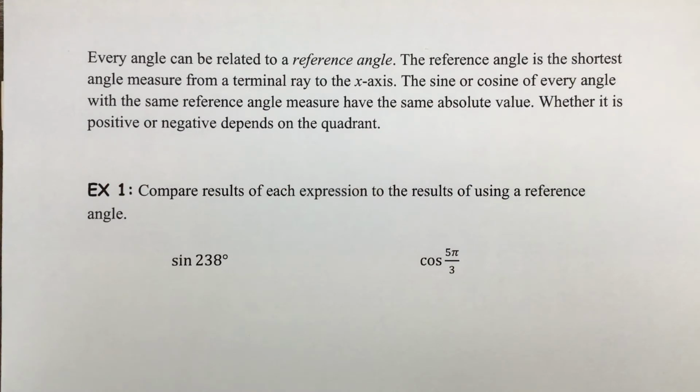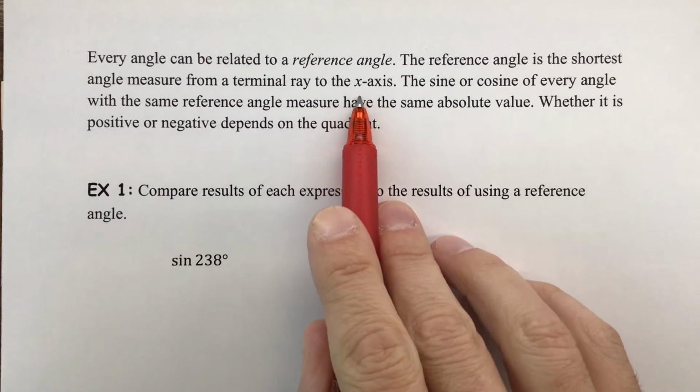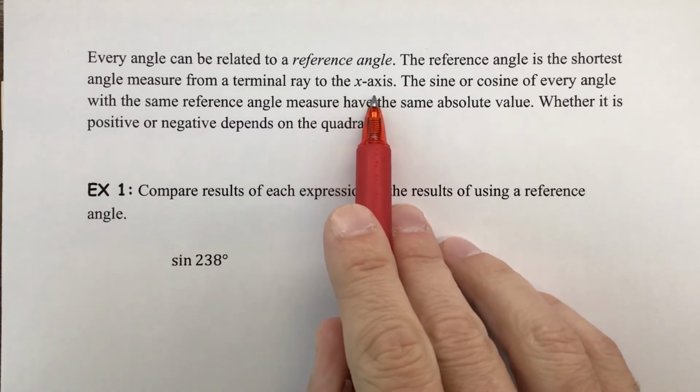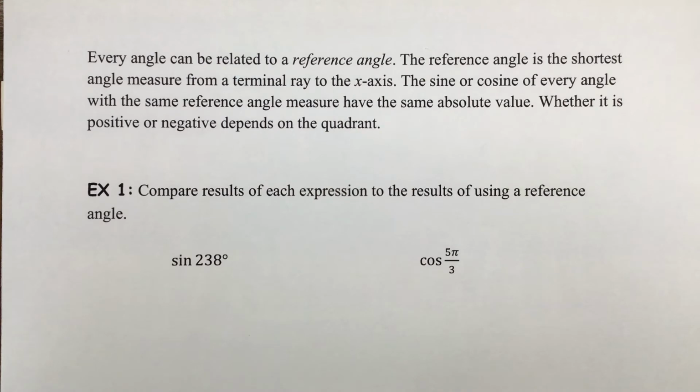Every angle can be related to a reference angle. The reference angle is the shortest angle measured from the terminal ray to the x-axis. It is very important that you know that this will be related to the x-axis. Okay, make sure we make a mental note of that right now. So every angle has a reference angle. The reference angle is the shortest angle measured from the terminal ray to the x-axis. The sine or cosine of every angle with the same reference angle measure have the same absolute value. Whether it's positive or negative will depend on the quadrant that we're looking at.